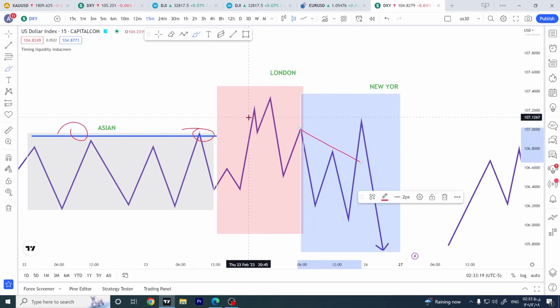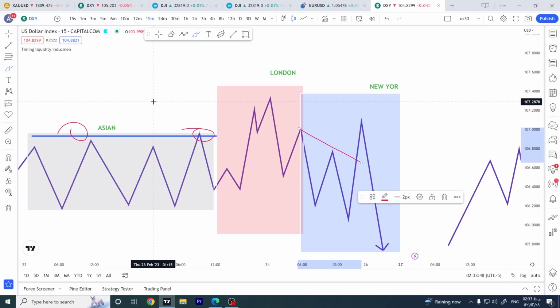The other thing is that it should hit some kinds of POI that can be an FVG or fair value gap, that can be an order block, or that can be a support and resistance, any kind of POI that you are interested in. So it should hit a POI after the grab of the liquidity. After that, it should shift in the lower time frames.